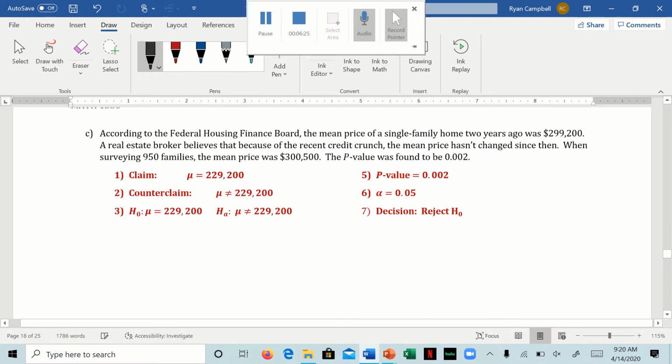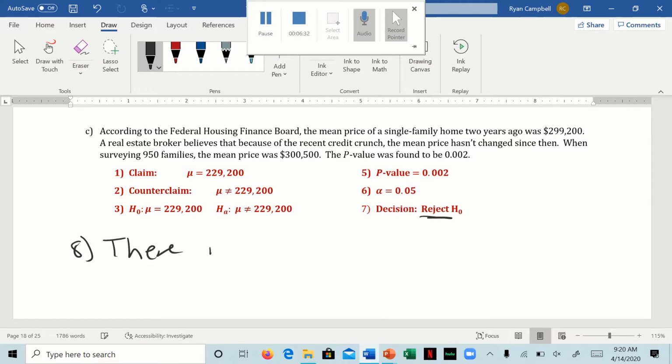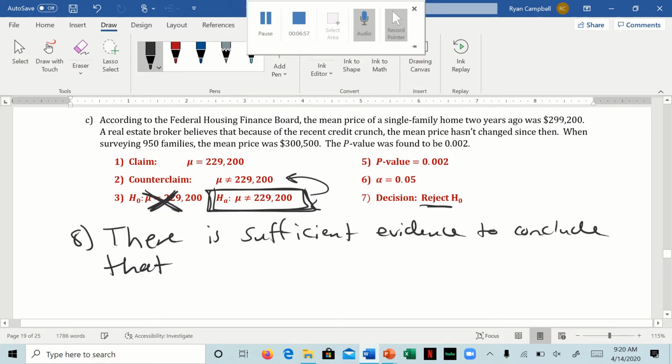All right, part C, step 8. So we rejected. So is there sufficient evidence? Yes, there was. So there is sufficient evidence to conclude that. All right, so we reject the null hypothesis, so this is what we are keeping. And we can see this time that it's the same as the counterclaim. So basically it's going to be the opposite of our claim, right?